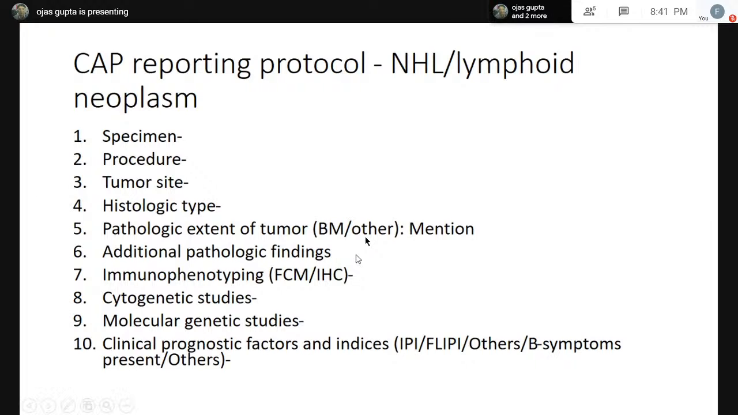What are the additional pathological findings? Whether there are any additional non-neoplastic pathological findings like celiac disease, or whether there is an H. pylori infection, whether we have done immunophenotyping or not by flow cytometry or by IHC. If cytogenetic studies are done, then that has to be recorded. If molecular genetic studies are done, that has to be reported in the report. And finally, clinical prognostic factors and indices have to be given if they are provided to us by the clinicians.